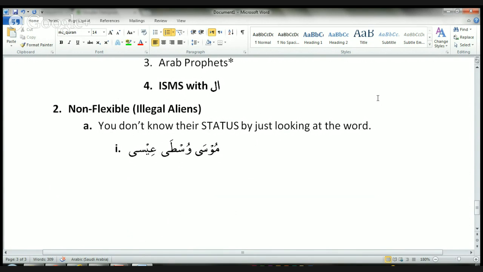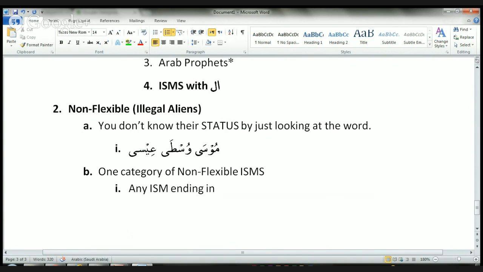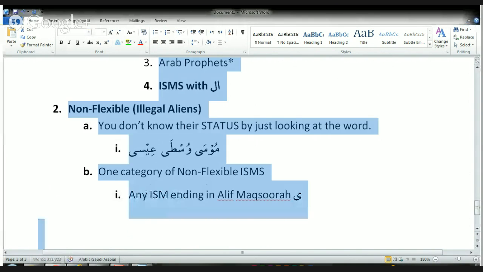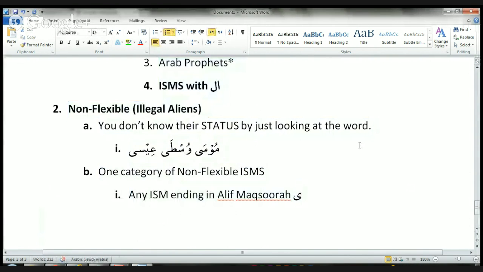So for non-flexible isms, there's only one category of non-flexible isms, and that is any ism ending in alif maqsura, which is this guy. It's the ya without the dots. It's actually an alif which is bent out of shape. That's what it really is. It's called alif maqsura. So if it ends in alif maqsura, it's considered non-flexible. Good.